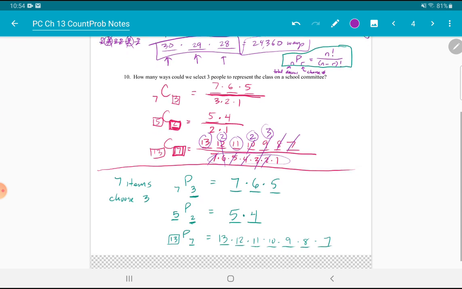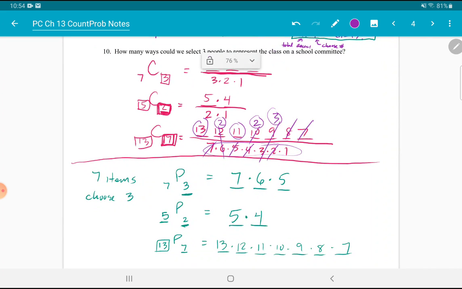Okay, all right, and I think that'll be it for our lesson today on permutations and combinations.